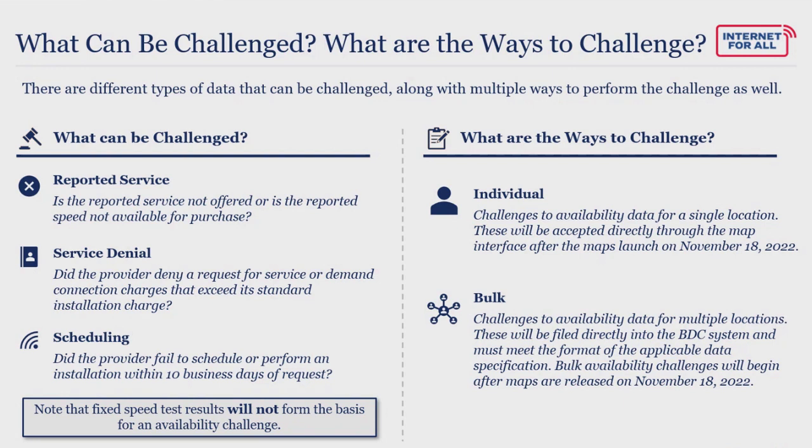What exactly can be challenged, and how can you challenge it? There are three categories of things you can challenge. Reported service. Is the reported service or reported speed not available at the location? Service denial. Did the provider deny a request for service or demand connection charges over and above the standard installation charge? And scheduling. Did the provider fail to schedule or perform an installation within 10 business days of request?